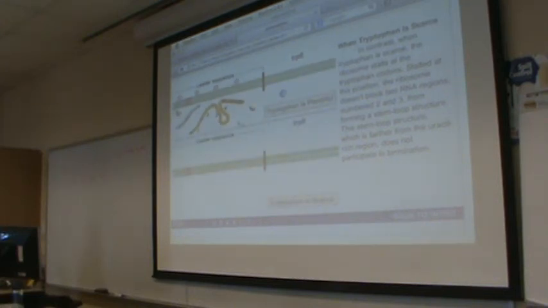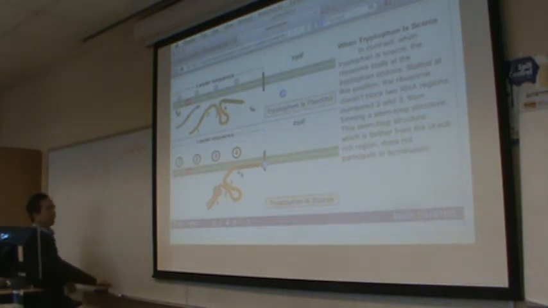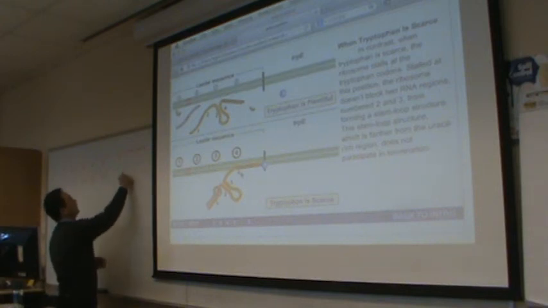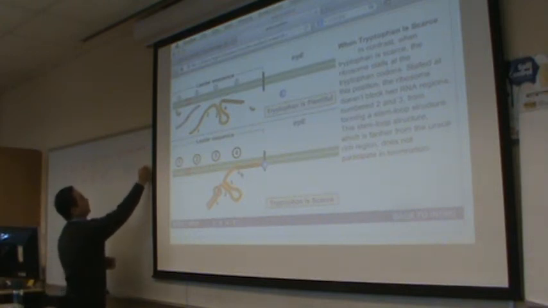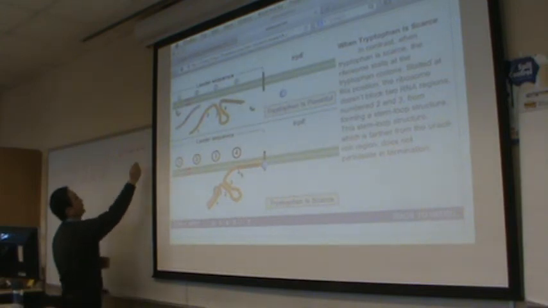Okay, so this is what happens when tryptophan is plentiful. When there's not much tryptophan, this is what will happen, and translation now is slower. So 2 and 3 have a chance to form a helping loop. So 2 and 3 are also inverted repeats. Now my question is, can 2 and 4 form a helping loop? A, true, yes, 2 and 4 form a helping loop. B, false, no.